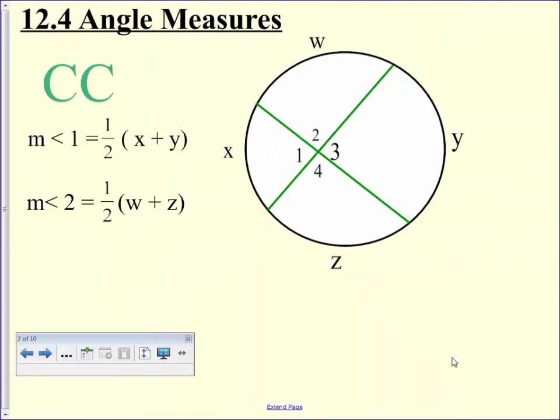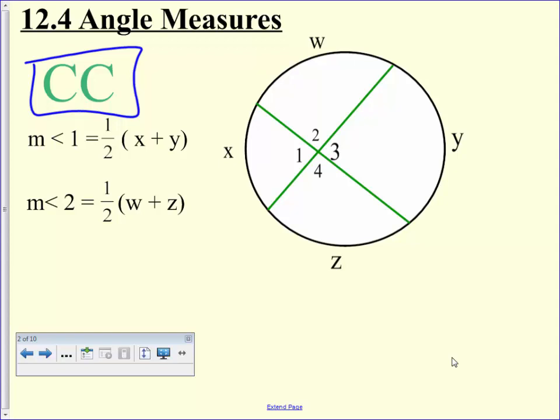Right, for this part of 12.4, we're going to be focusing on the angle measures. Every measure that you're going to see is either going to represent an arc, part of the circle, or an angle measure. The first thing I want to focus on is chord-chord. We're going to shorten that and call it CC. Just like you talked about before, these chords are inside the circle. The angles are inside the circle.